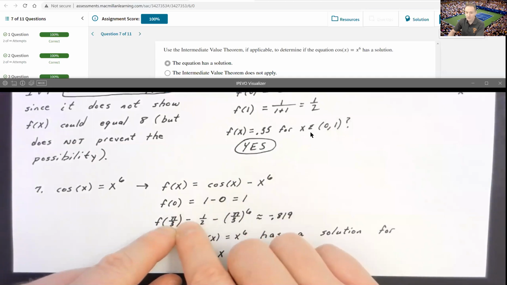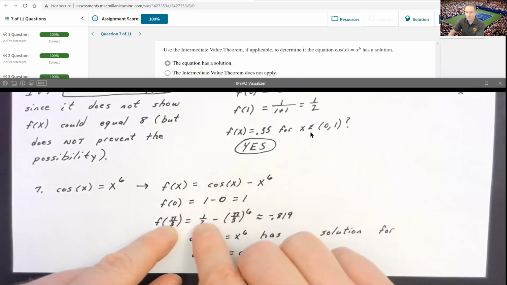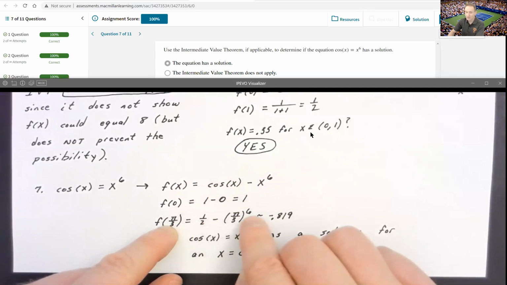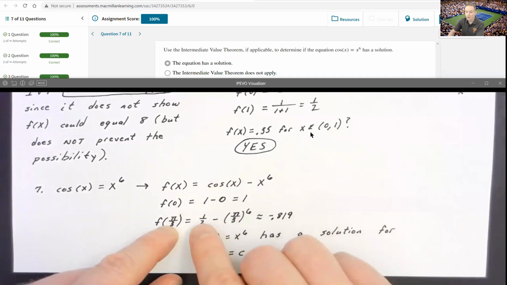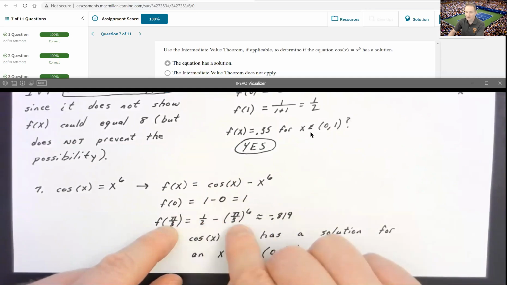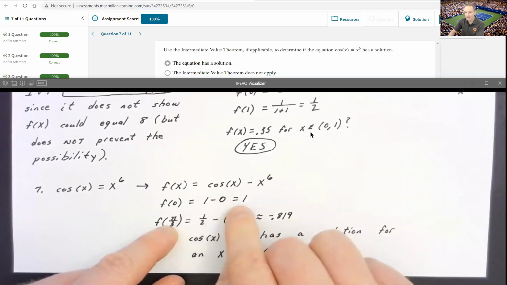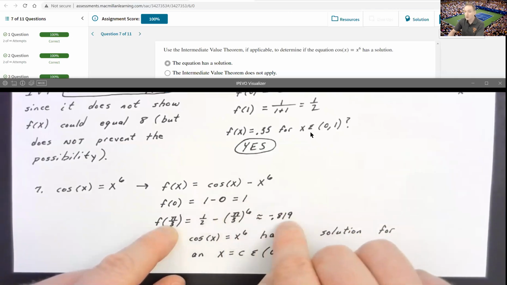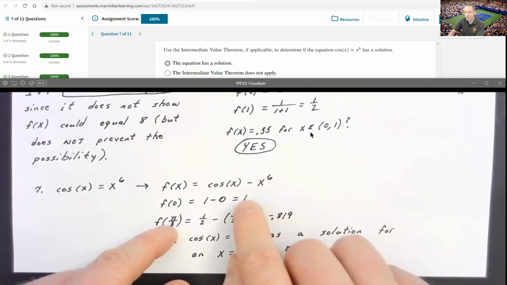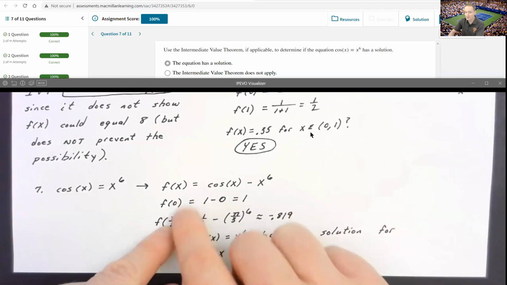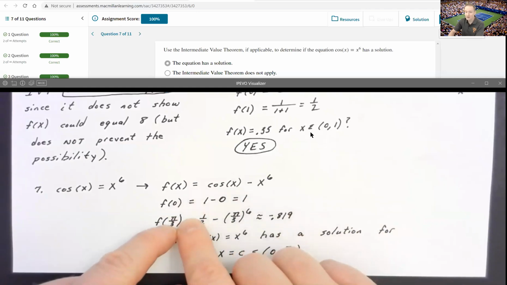At pi over 3, the cosine moves over to just 1/2, but then you're subtracting pi over 3 to the 6th. So I have 0.5 minus a much larger number here. That's going to give me a negative 0.819. Is that good? You bet it is, because I can't go from a positive y value to a negative y value without crossing a y value of 0 for some x value in between. That's what the intermediate value theorem says.